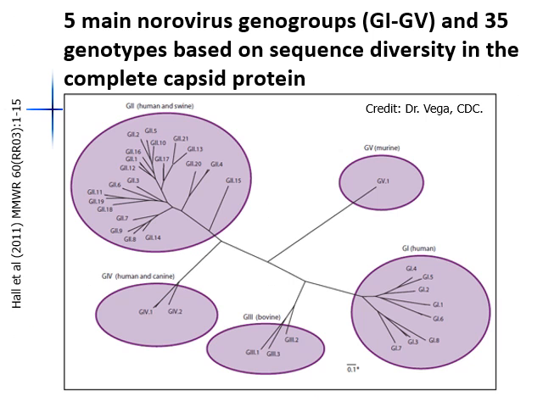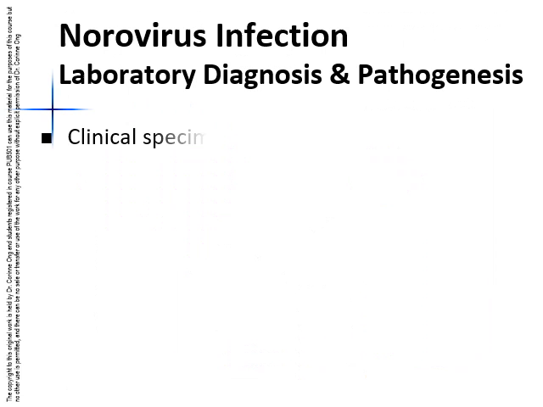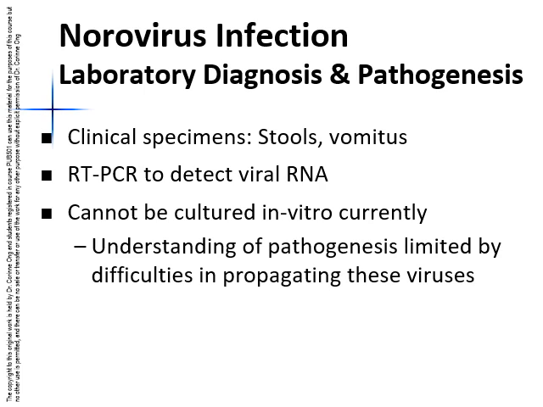This diagram shows the 5 different genogroups of noroviruses based on their capsid protein sequences. Within each genogroup are the different genotypes. Genogroup 2 has viruses isolated from both human and swine. Clinical specimens that should be submitted are stools and vomitus. Norovirus infections are confirmed by laboratory diagnosis using reverse transcription PCR, since the virus cannot currently be cultured in vitro. The difficulty in propagating them has hampered further understanding of their pathogenesis.